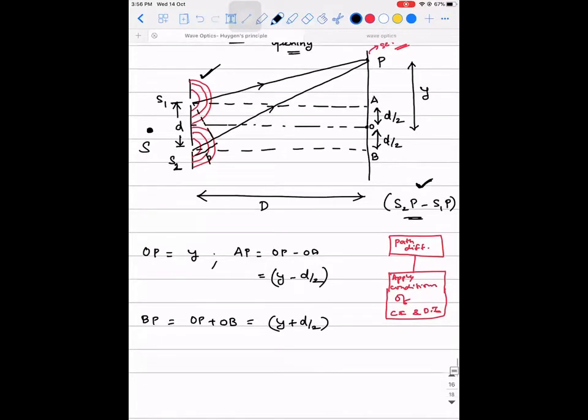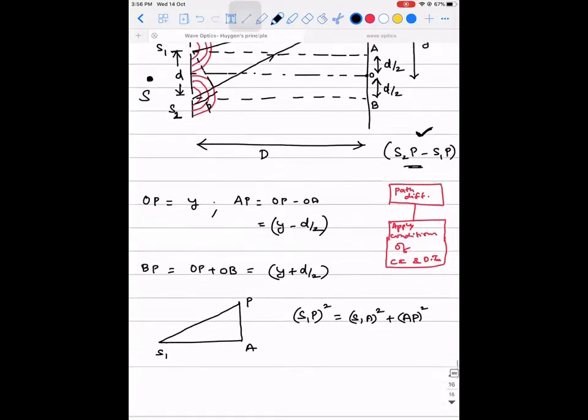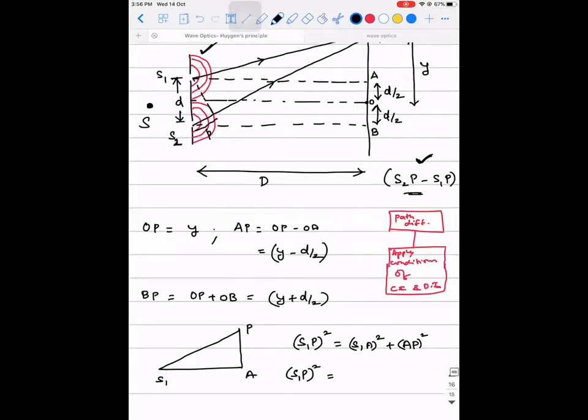So what are all the right angle triangles you are able to see? You are able to see PAS1, such that S1P square is how much? S1A square plus AP square. I have applied Pythagoras theorem. S1P square cannot be disturbed. What is S1A according to the diagram? It is capital D square plus AP, which is Y minus D by 2, the whole square. Capital D square plus Y minus D by 2 the whole square.